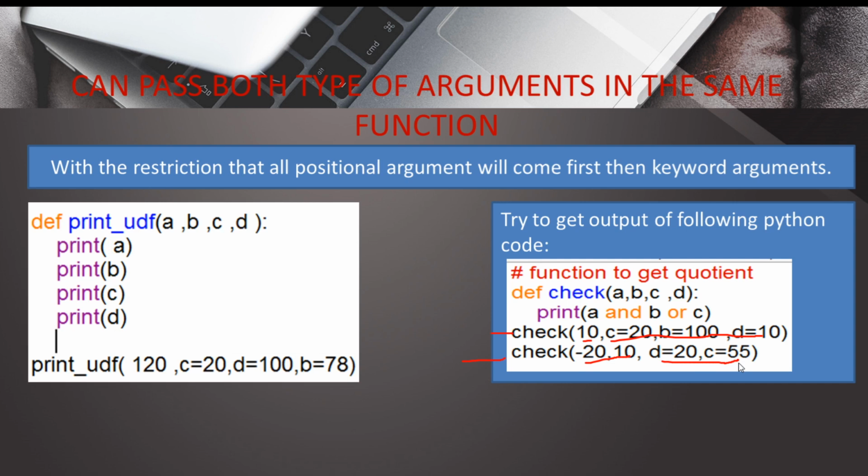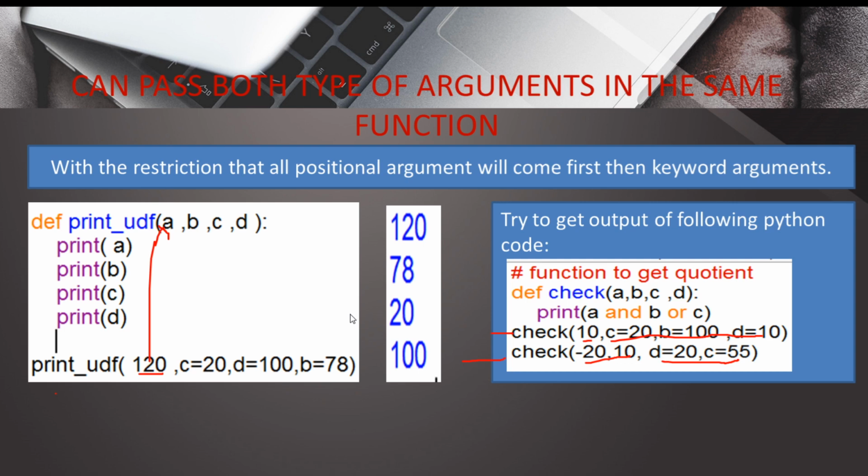You can try the output by yourself. In the second example you can see that one positional argument is there. Here 120 is the positional argument which is directly passed. 120 will be assigned to a. The rest are keyword arguments, and the order has been changed. So you are going to get the output like this. So this is all about keyword and positional arguments. We will read default arguments in our next class.